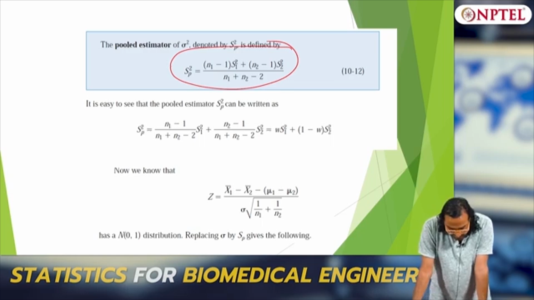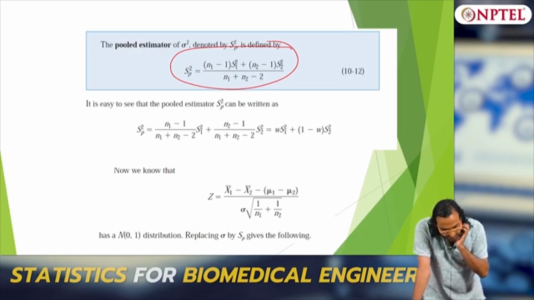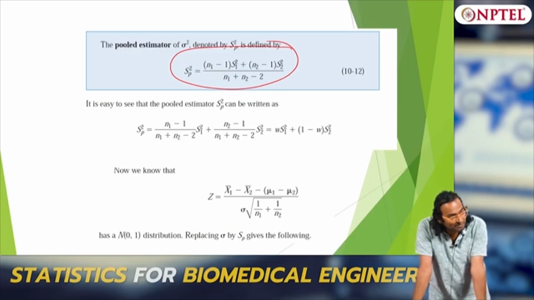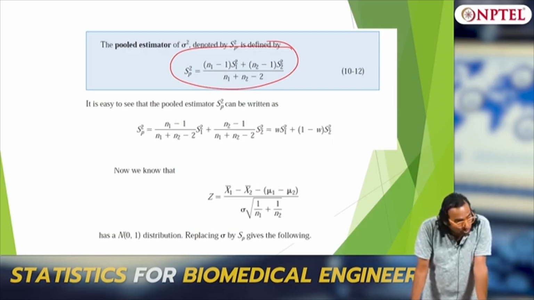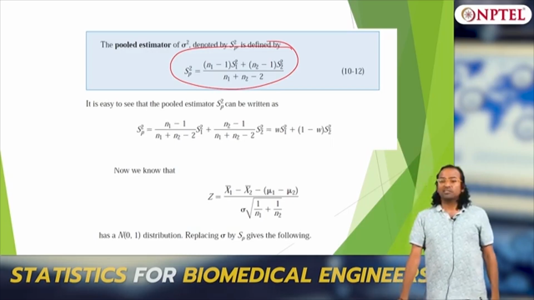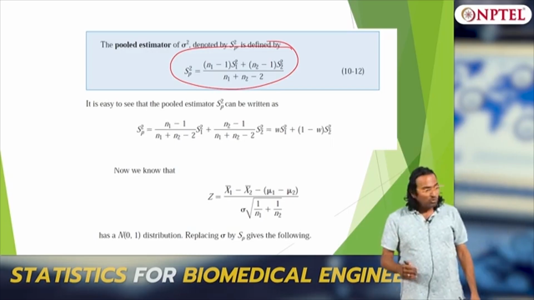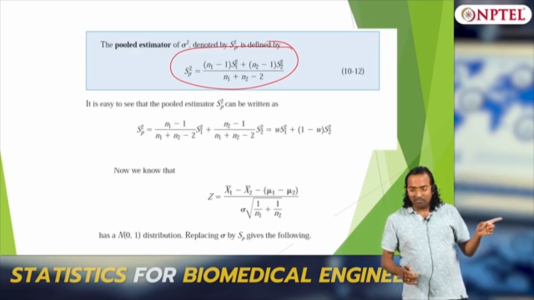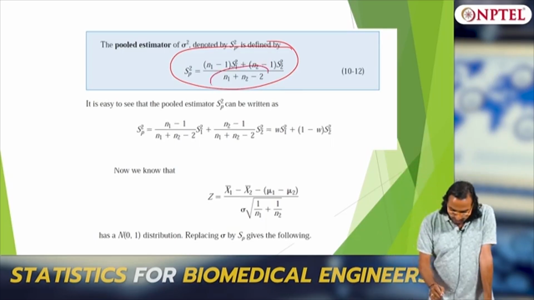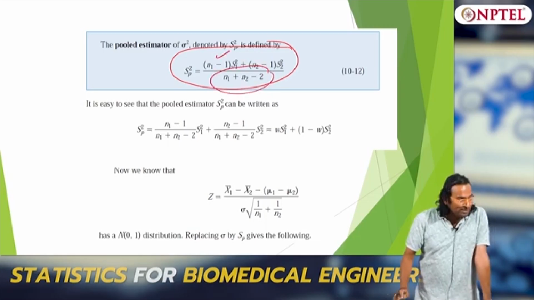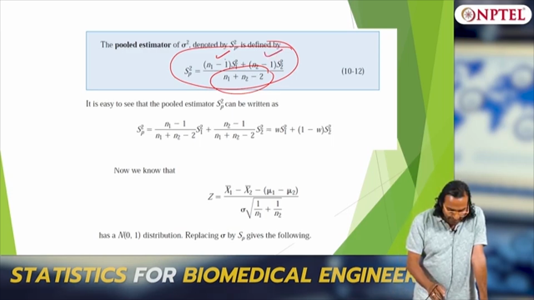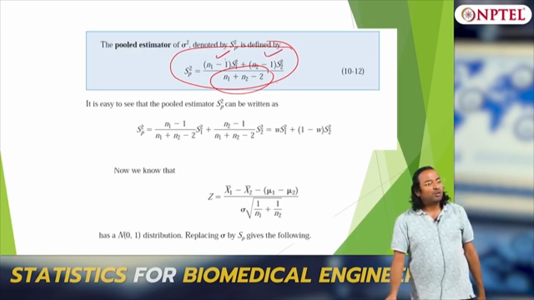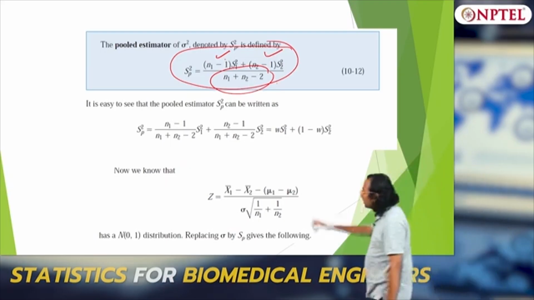How did I get the pooled estimator? Any idea? So the total degrees of freedom is what? N1 plus N2 minus 2. For each variance I calculate a mean, so N1 plus N2 minus 2 is the one. So this is the total variability in N1, this is the total variability in N2, with their degrees of freedom, and I divided by the total degrees of freedom to get a pooled estimate. You understand how I got this formula?